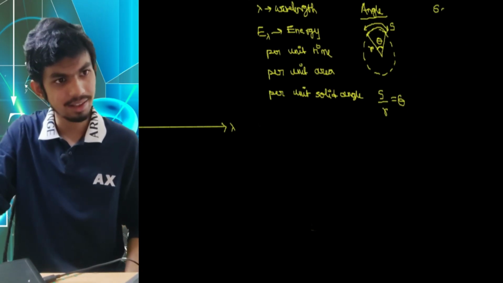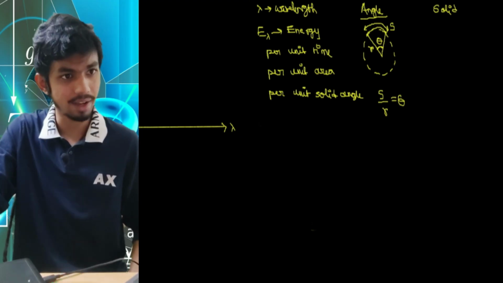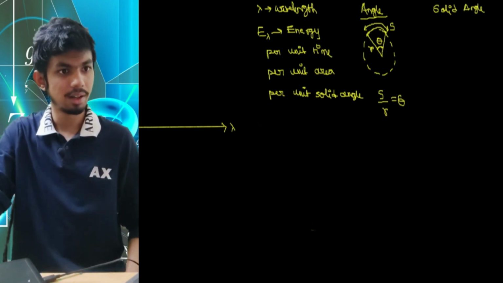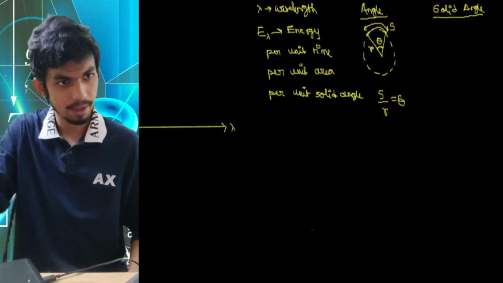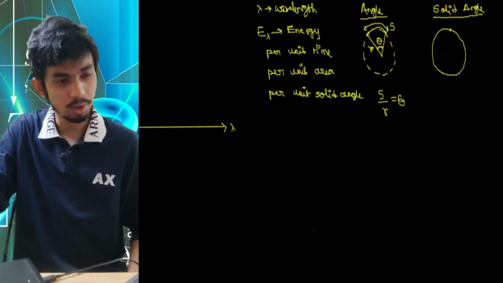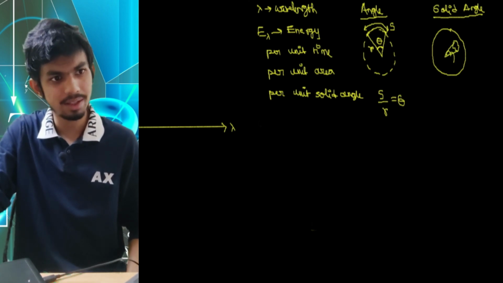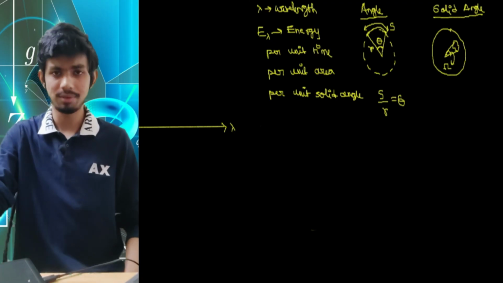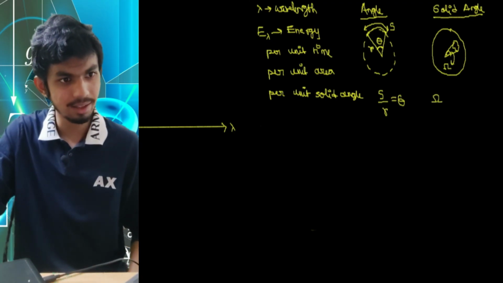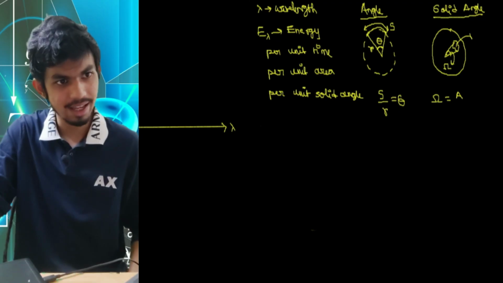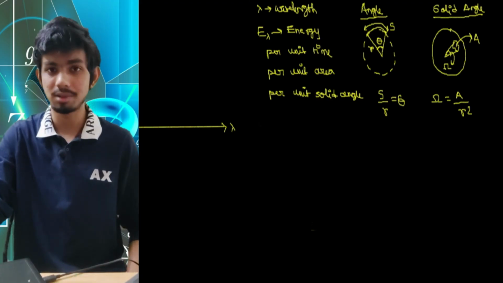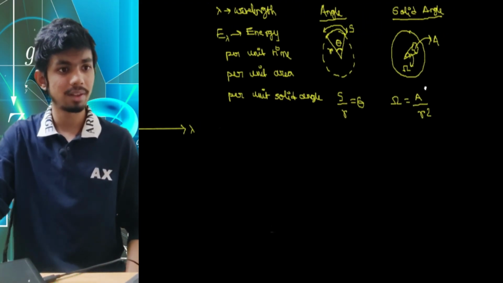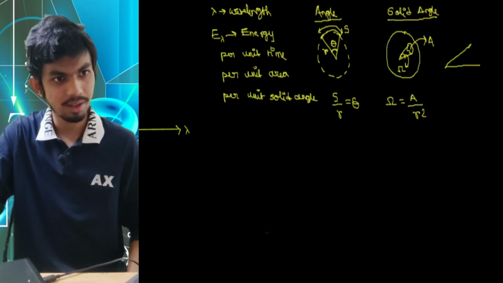Similarly, solid angle is nothing but the 3D variation of an angle. So instead of a circle, now you have a sphere, okay? And what you do is you take a small area patch, and then this will basically become your solid angle omega. We denote solid angle by omega. Omega is nothing but area of this segment divided by the radius square. So A by R square is what solid angle is. Now, solid angle looks something like this. This is what solid angle looks like.